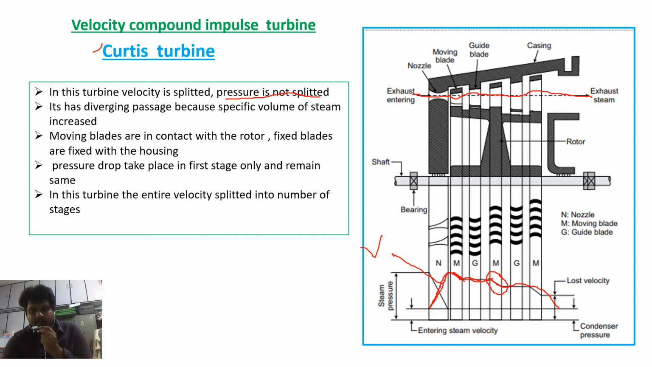So, as observed here, since the velocity is reducing stage by stage, the RPM of the blade decreases. So the performance of the turbine will increase, and the efficiency will be increased. So it is a velocity compound impulse turbine. So this is what we have about the Curtis turbine.